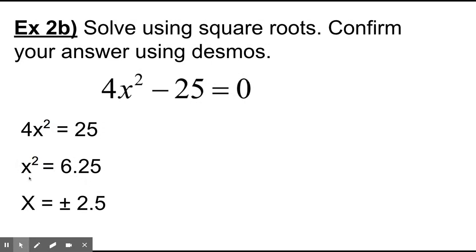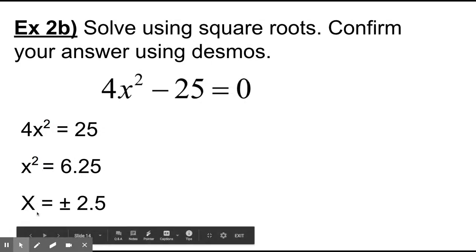6.25. And then in order to isolate the x, because it is squared, the operation that we want to do is we want to square root both sides. When we square root both sides, we're left with x is equal to plus or minus 2.5.